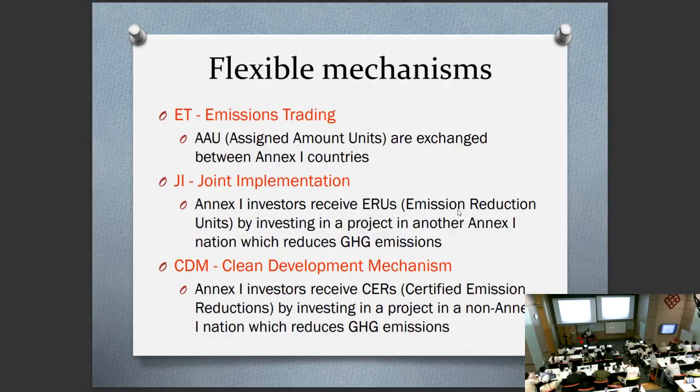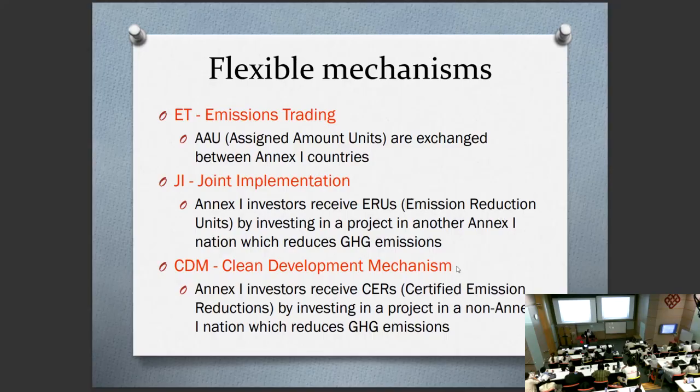And joint implementation: Annex 1 investors, which are developed countries, will receive emission reduction units by investing in a project in another Annex 1 country, also developed, which reduces its greenhouse gas emissions. So a developed country invests in a project in another developed country so as to get the emission reduction units. They get the credits by spending money in another developed country, through some clean technology investment.